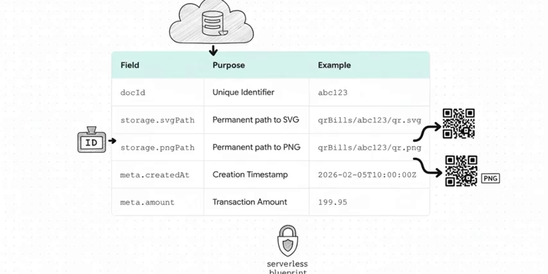And this is what that output looks like. This Firestore document is our permanent source of truth. It's got the unique ID, and most importantly, these static storage paths for each file. Notice what's missing? There are no expiring URLs here. These paths are like a permanent address. They will never, ever change or break.